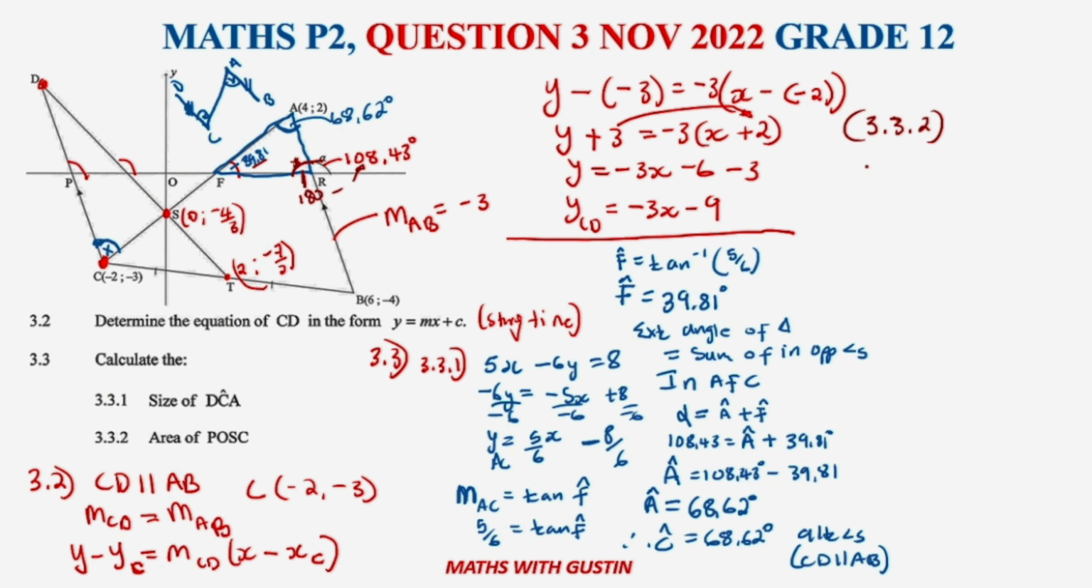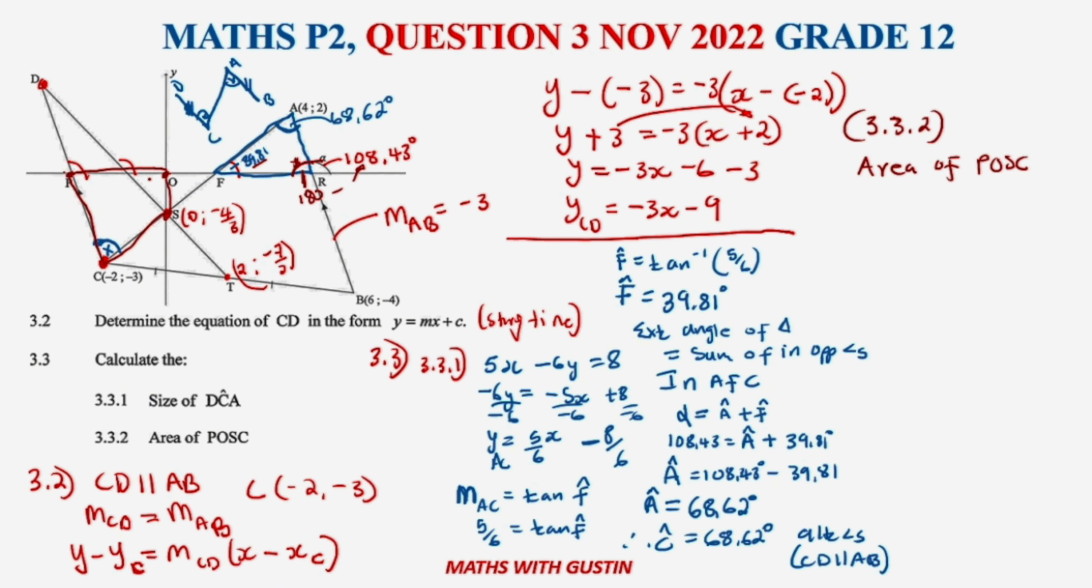All right, moving right along, they're asking us to calculate the area of POSC. Okay, where is POSC? P is here. Where is O? Is here. Where is S? Is here. Then there is C. So they're basically asking us to calculate this right here.